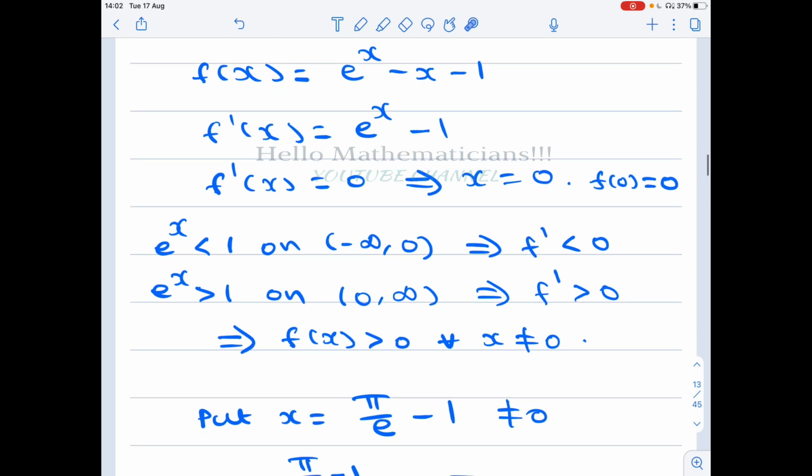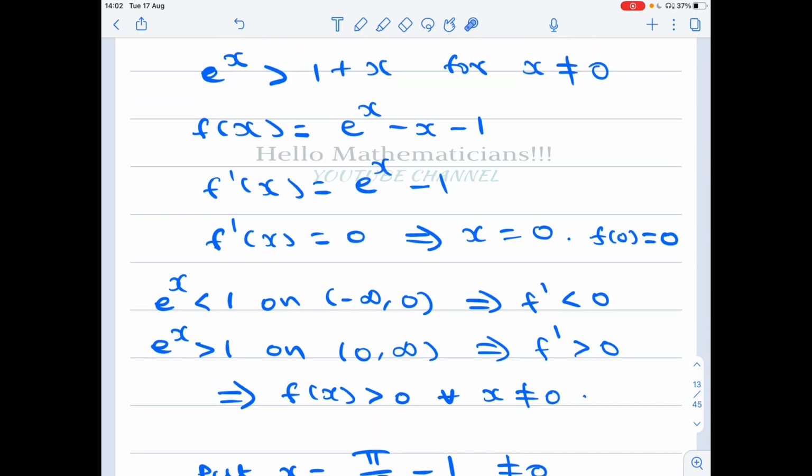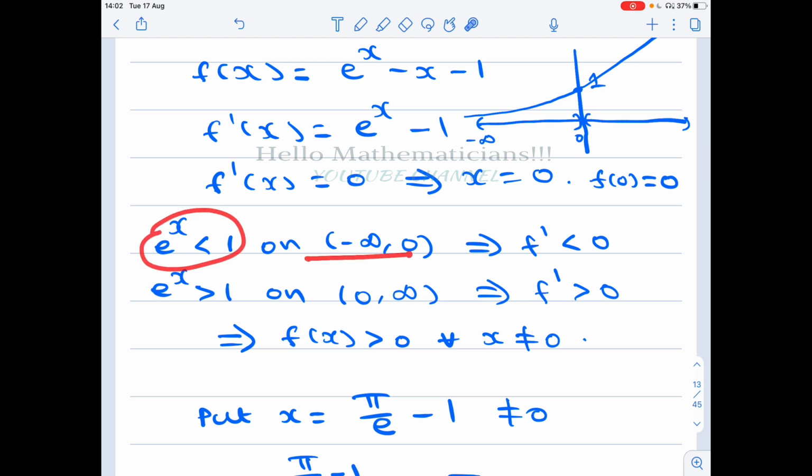Now if you look at the graph of e power x, it will be like this. This is 1. From minus infinity to 0, it increases to 1. Then in 0 to infinity, it keeps increasing. In other words, in the open interval 0 comma infinity, the e power x value is strictly greater than 1. In minus infinity comma 0, the e power x value is strictly less than 1.